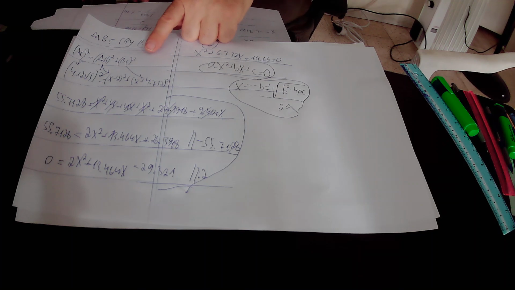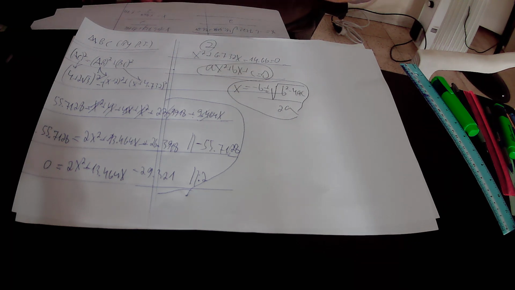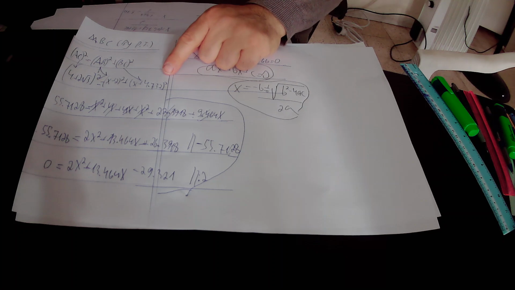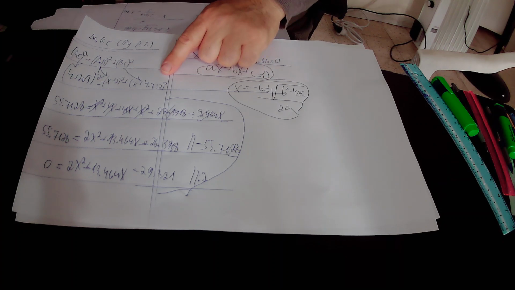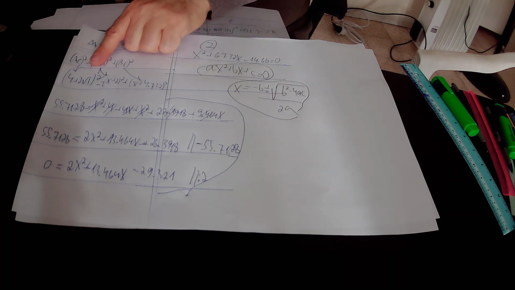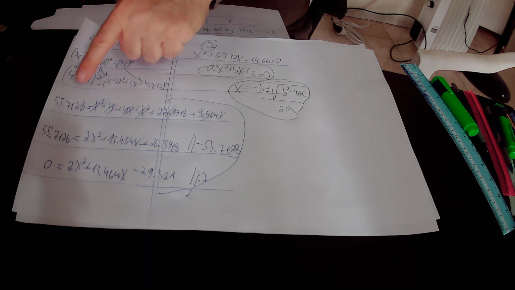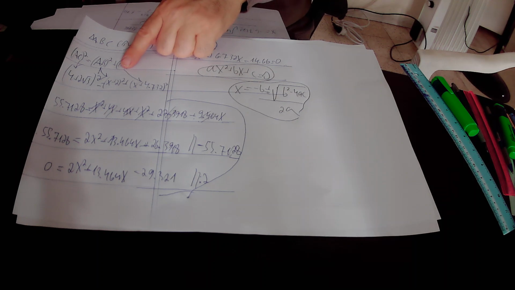BC is x plus 4.732, therefore BC square will be equal to (x plus 4.732) square. So in conclusion, we have found out that (4 plus 2 times root of 3) square equals (x plus 2) square plus (x plus 4.732) square. And (4 plus 2 times root of 3) square equals 55.7128, and it is equal to (x plus 2) square plus (x plus 4.732) square.